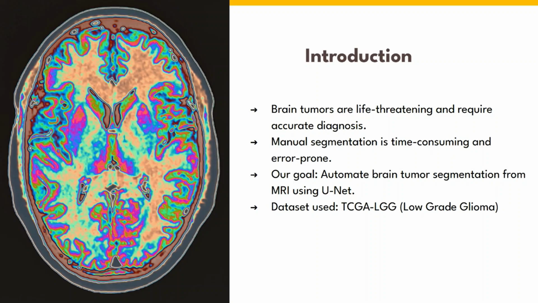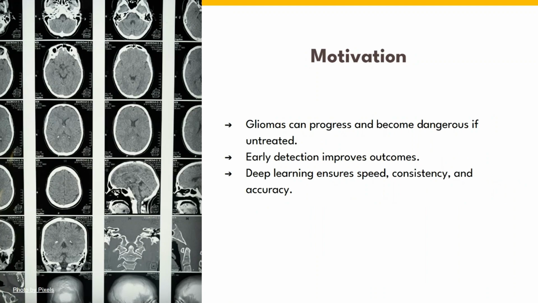We used a dataset called TCGA-LGG, which stands for low grade glioma, collected from the Cancer Imaging Archive. You may ask why we focused on this. Well, gliomas are brain tumors that start slow, but they can become very dangerous if not treated early.